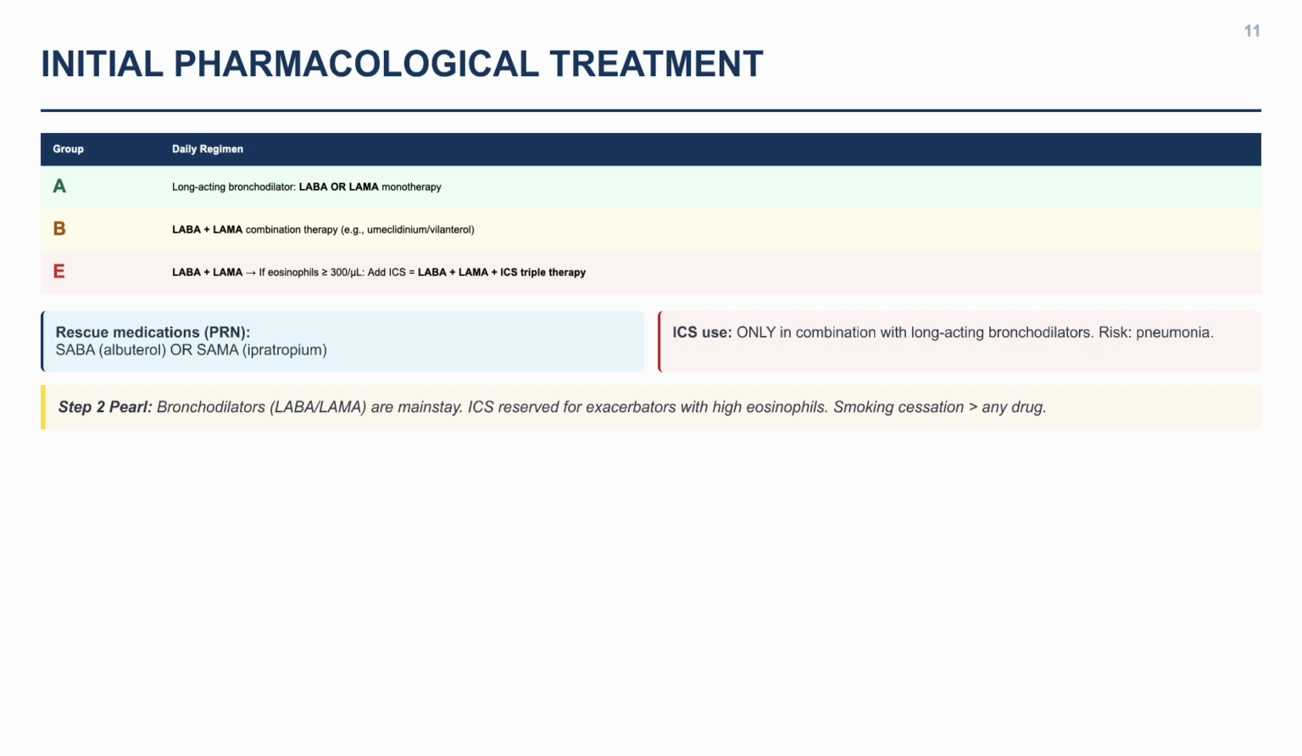For rescue medication, all patients use SABA or SAMA as needed. The Step 2 Pearl: bronchodilators are the mainstay of COPD treatment. ICS should only be used in combination with long-acting bronchodilators, and it carries a risk of pneumonia. And remember, no drug beats smoking cessation for improving survival.